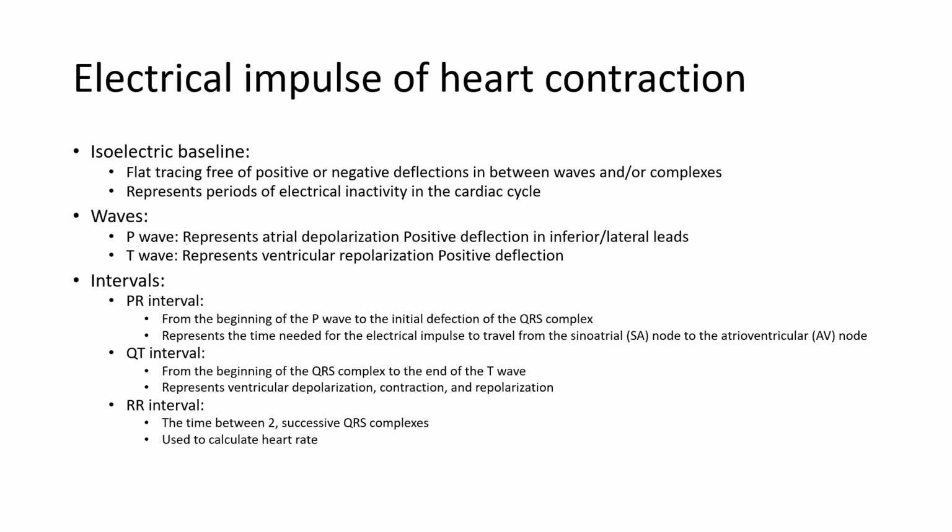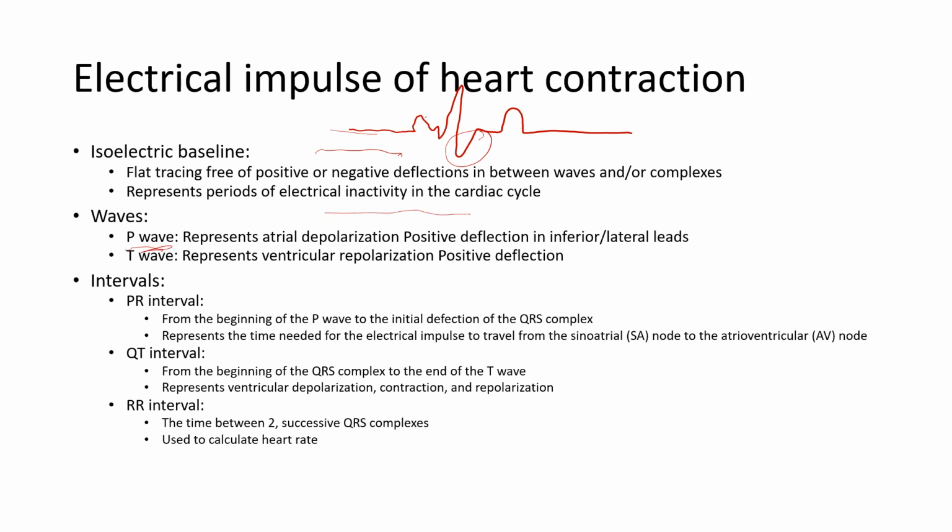So what is an isoelectric baseline? When we get our ECG tracing, we get something like this. When there is no current passing down, it will be flat. When the current is going towards the electrode, it will be a positive deflection. When it is going opposite to the electrode, it will be a negative deflection. The flat tracing free of positive or negative deflection, between the waves or complexes, represents the periods of electrical inactivity of the cardiac cycle.